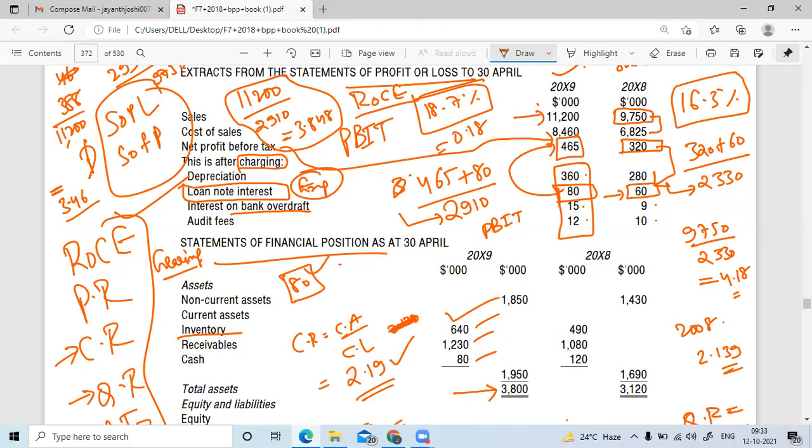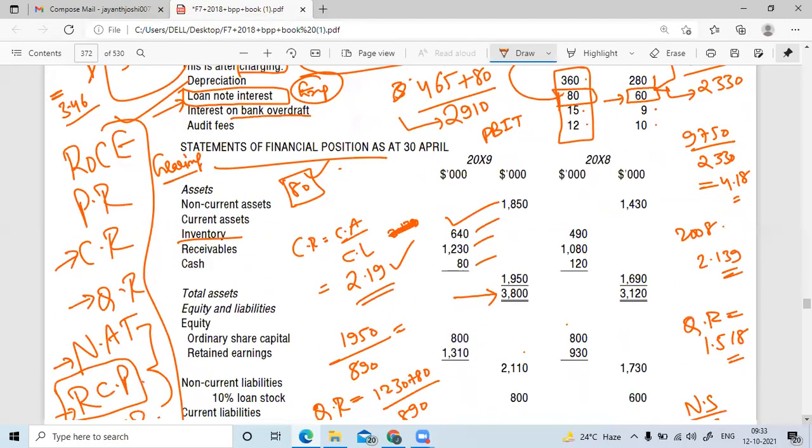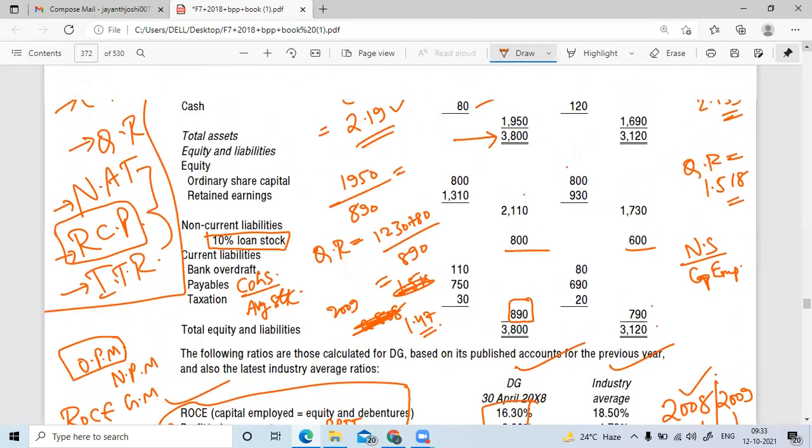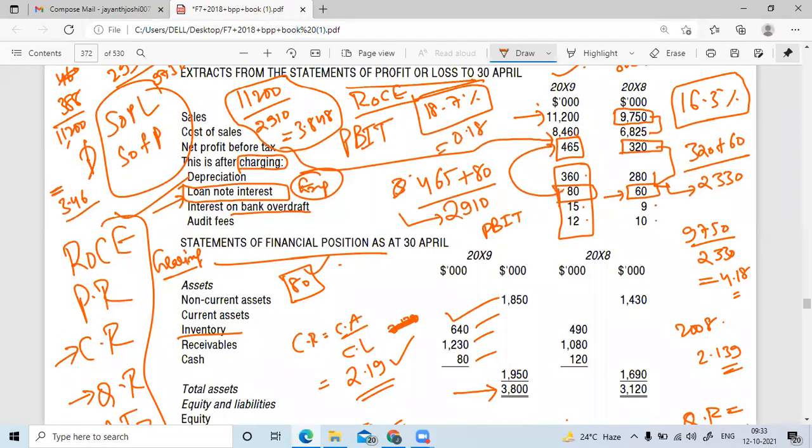Yeah. But, sir, for PBIT purpose. Sorry, I'm extremely sorry. I didn't see the data actually. So loan note interest is here. The company has issued loan notes to the public to borrow money from them. I think in the balance sheet we can see that change. Here it is, na? 10% loan stock. So 10% of 600 and 10% of 800. Yes, sir. Now it is all right.